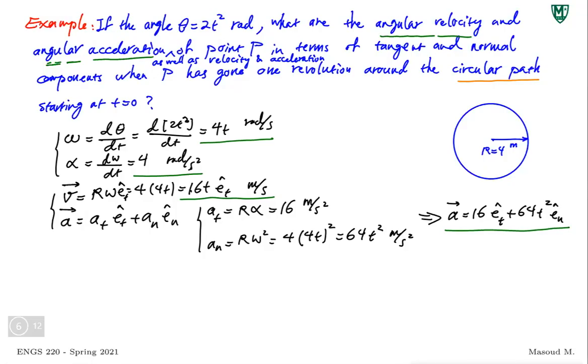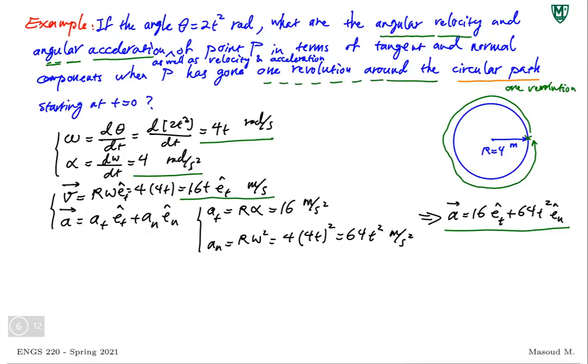Now, here is the tricky part. Well, this is good. I found everything as a function of time. Now, the problem is telling me what these values, like omega, v, alpha, and a, are when this particle goes around this circle 1 revolution. So it starts on this side, goes all the way and gets back. So 1 revolution, right? That's what is mentioned. 1 revolution around the circular path.